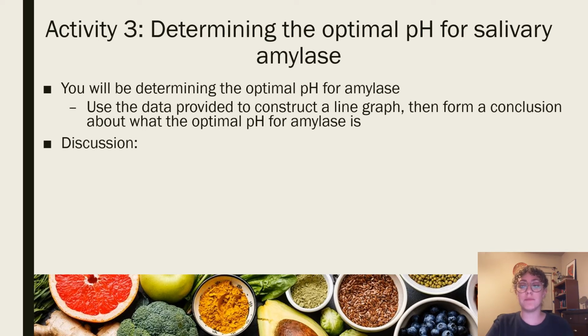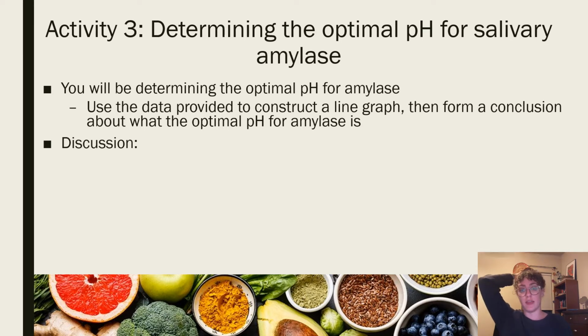In your lab manual under activity 3, there's a table, and that table has pH and then the time it takes for the starch to disappear. You're going to construct a line graph. Make sure you use the line graph worksheet that's in iLearn. It's the first or second module, to construct an appropriately labeled line graph.